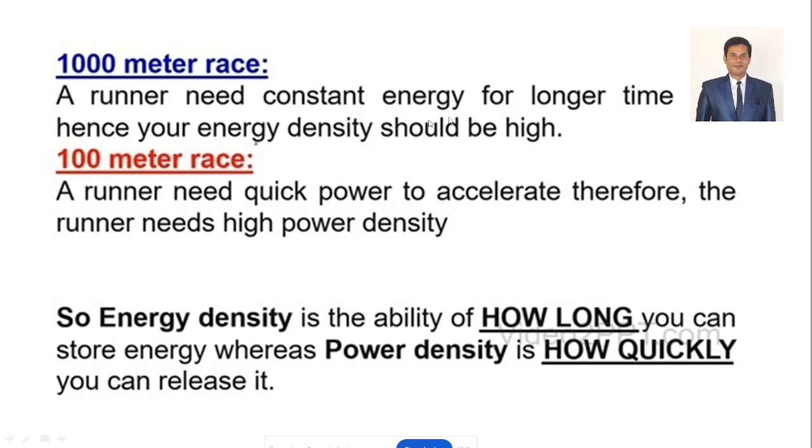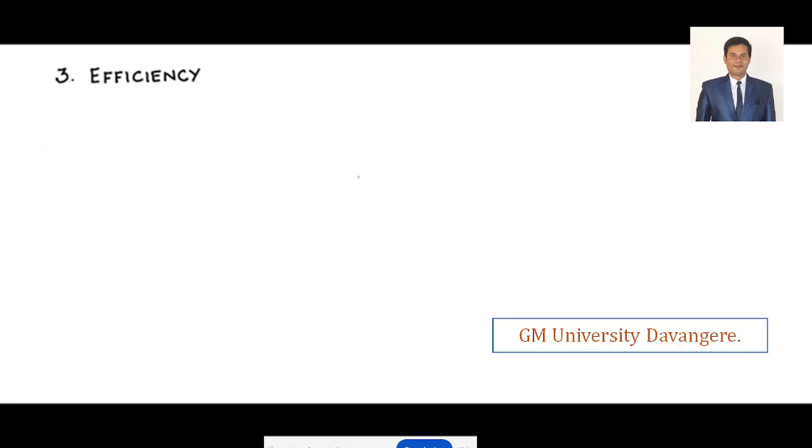The constant energy will be there, especially for the energy densities. In the power densities, we'll have the quick release of power in a fraction of seconds, right? So this is how we have understood the differences between power density as well as energy densities. All right, so next we will go with the efficiency.